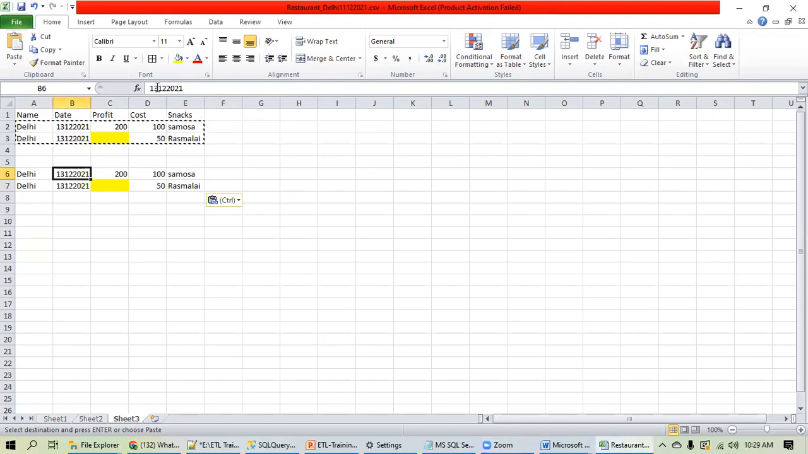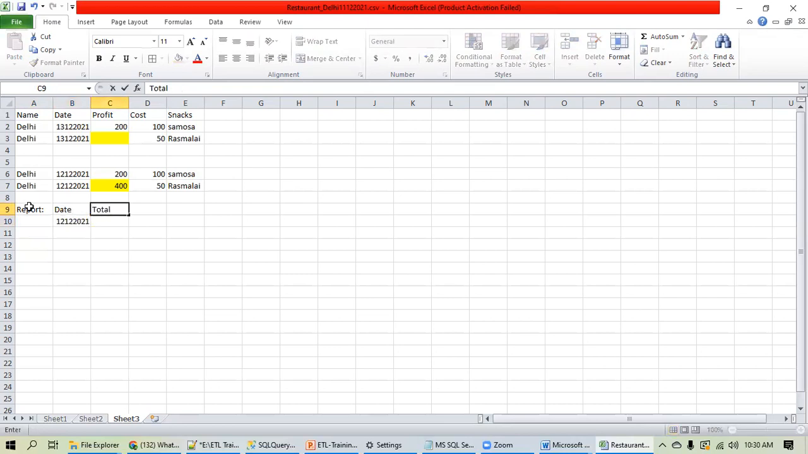Suppose this is the transaction of 12th December. And this Rasmalai, suppose it was 400 rupees. Assume, just a number I'm telling you. So on the report, when you show it, the date is 12th December 2021, total profit.